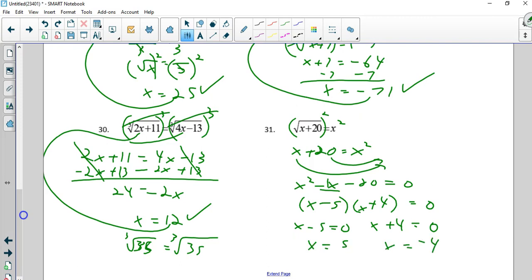Now we plug those in. 5 plus 20 is 25, and the square root of 25 is 5. So 5 on both sides works. 20 minus 4 is 16, the square root is 4. But 4 is not equal to negative 4. So therefore, this is not a solution. It's extraneous. So 5 is the only correct answer.